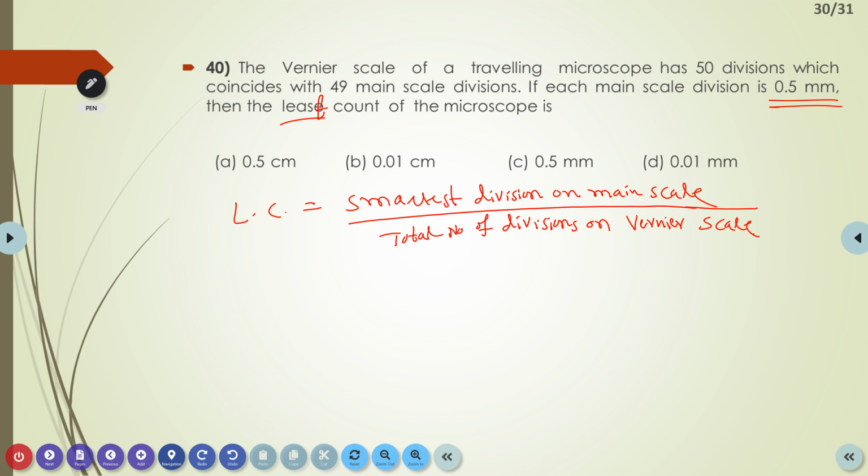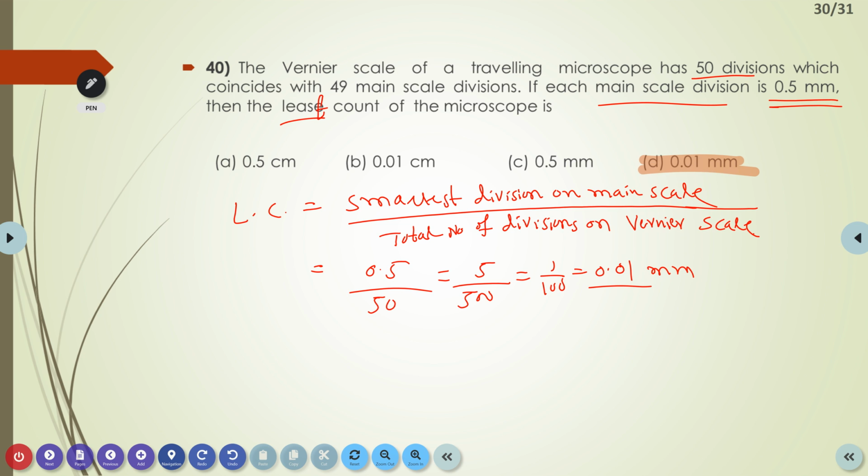In this problem, the smallest division on the main scale is 0.5. Total number of divisions on the vernier is 50. So it equals 0.5 divided by 50, equal to 5 divided by 500, equal to 1 by 100, equal to 0.01 mm. So this is the right choice.